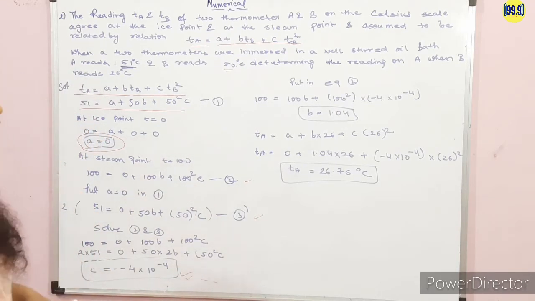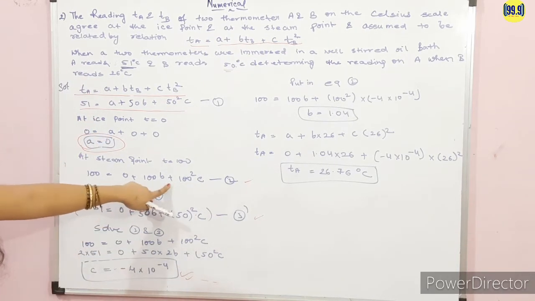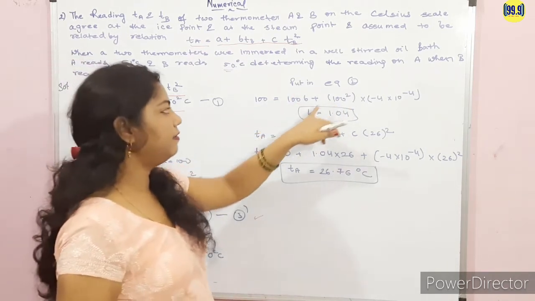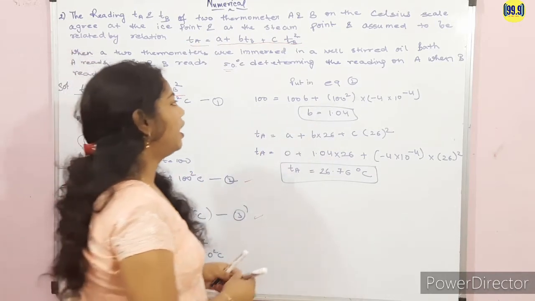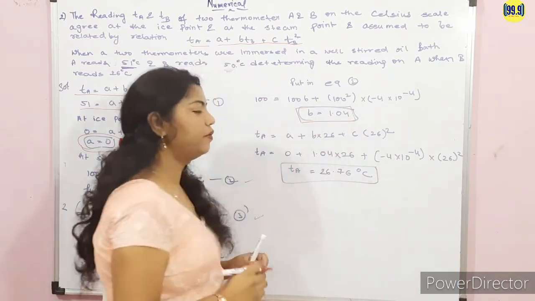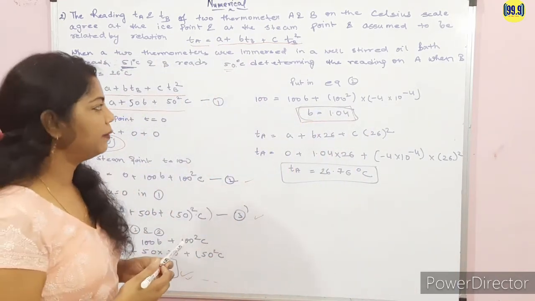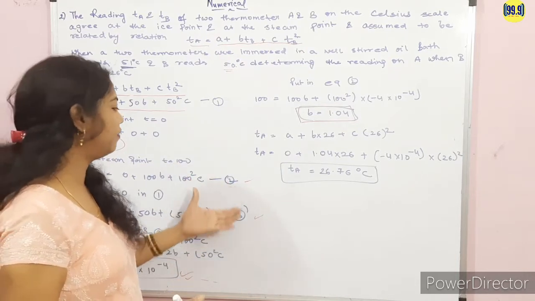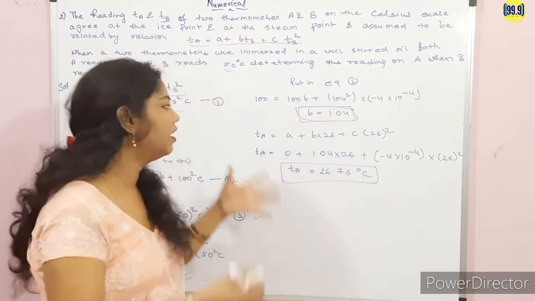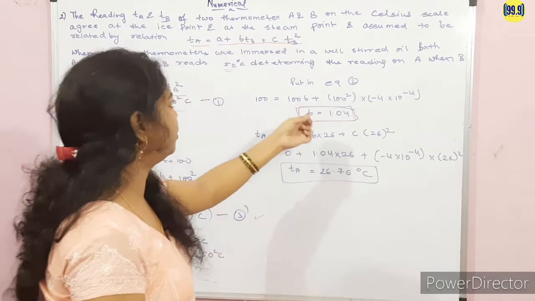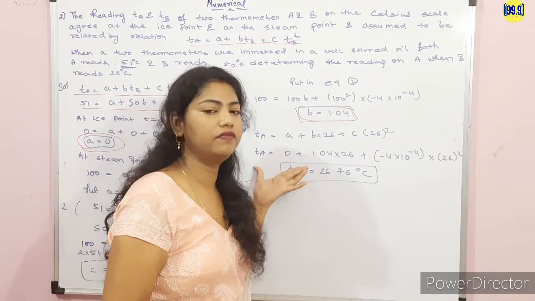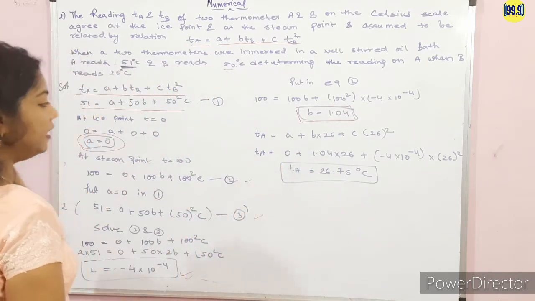Now we put the value of C in equation number 2, and from equation number 2 we get the value of B, which is 1.04. Now we have the values of A, B and C. We put all the values in the general equation at the particular reading of B, and then we finally get the reading of A.